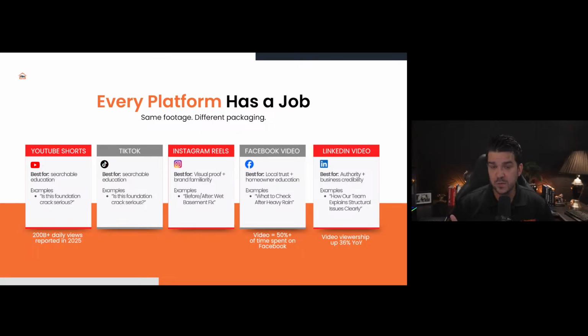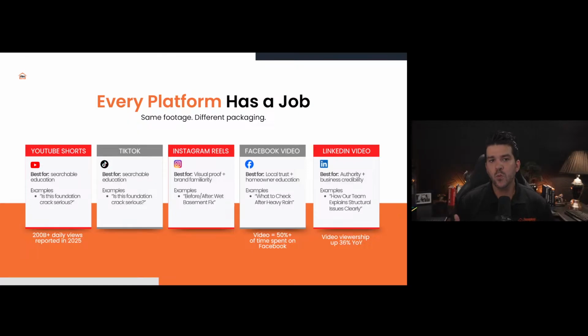Facebook still matters when it comes to video for local trust, but Meta has reported that video makes up more than half of the time spent on Facebook. That matters because a lot of homeowners still use Facebook to check local businesses. They see community recommendations, they engage with local posts, they actually engage with a lot of groups, and they notice companies that show up consistently. For Facebook, I would focus on simple education videos, customer stories, seasonal reminders, and local project highlights.